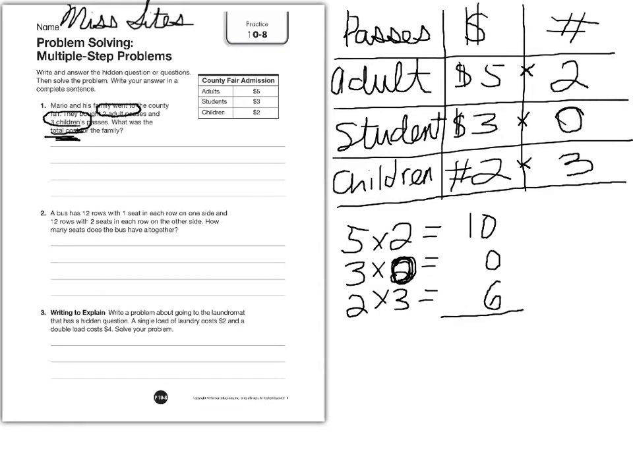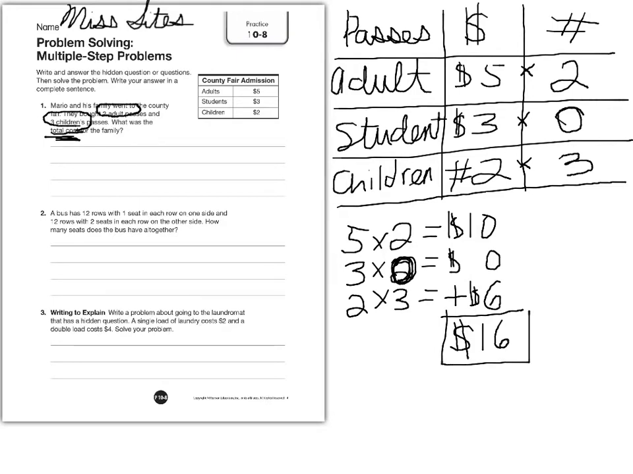And then what are you going to do with this? You're going to try to find the total, right? So total, you're going to add. 10 plus 0 is still 10. 10 plus 6 is 16. 16 what? Remember, you're going to have to put that $ there. Really, you should have $ signs here, and here, and here. So you're going to end up with $16.